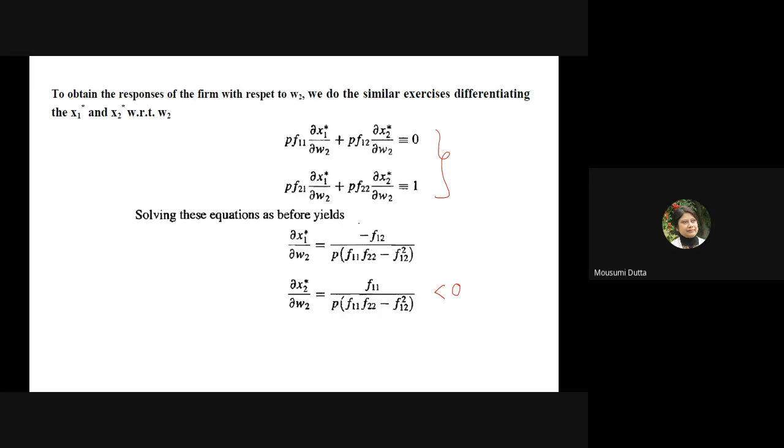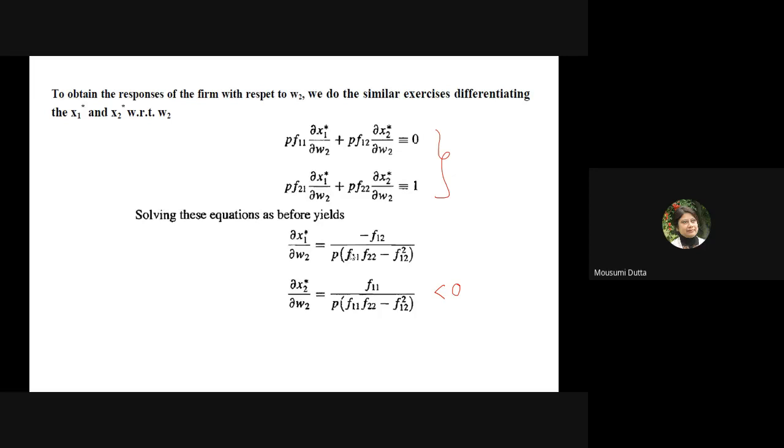And for this one, the sign is ambiguous. It will all depend on the sign of F12. So if F12 is positive, this entire thing will be negative. If F12 is negative, this entire thing will be positive. Okay. So it will all depend on the sign of F12.